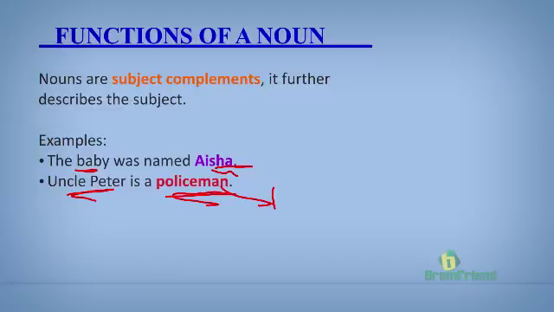Policeman. It is a compound noun because it's a combination of two words to form one, and it refers to a person. Policeman tells you more about Uncle Peter. It complements the subject of the sentence.